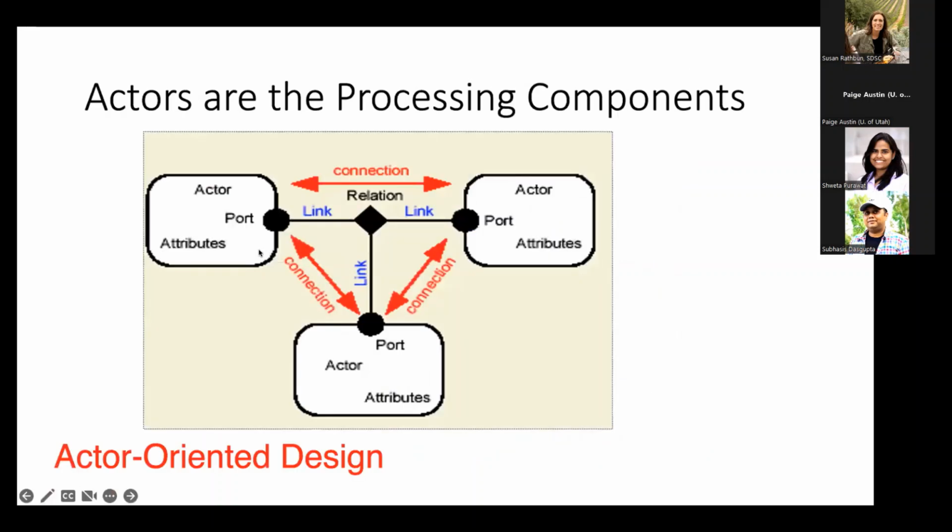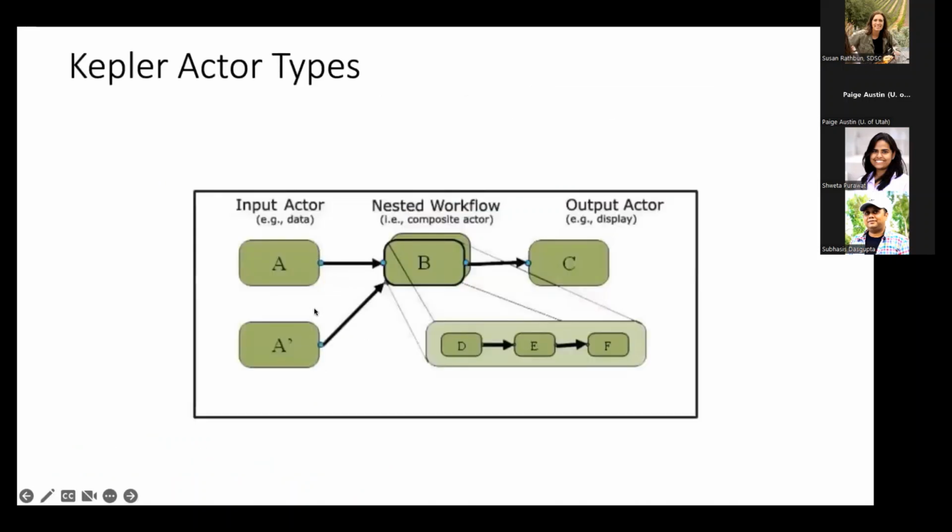Actors are the processing components. They can be linked by connections, and they have attributes. They have input and output ports, which are used to link one actor to another actor. We have some simple actors which perform one function. We have composite actors which have more complex sub-workflows inside them. You can see under B there is an interconnected sub-workflow.